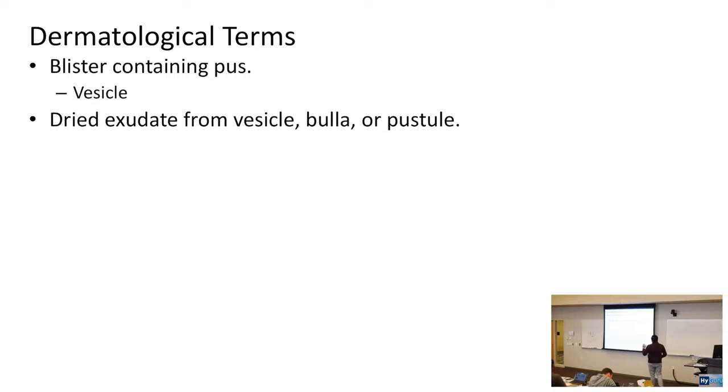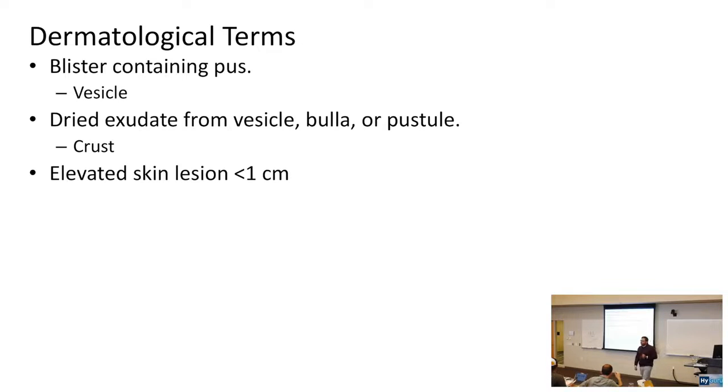A lot of dermatology is just knowing how do you describe a rash, especially when you're calling as a resident a consultant like a dermatologist. Some of you are going to be dermatologists. So when I call you, the key thing is that I want you to note that I am describing these terms properly to you. So let's go through these terms. Blister containing pus, that's going to be a vesicle. A dried exudate from a vesicle, bulla, or pustule, that's going to be a crust. It's more dry.